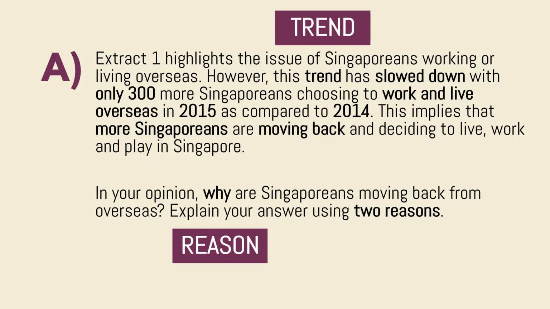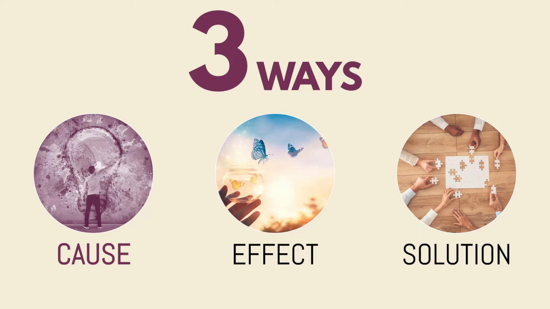If you are an express student, you will have to come up with 2 reasons to score the maximum of 7 marks. And if you are an NA student, you will only be answering 1 reason, and that will give you the full mark. The ways that they can ask you start from cause, effects, and solution. In this case, they're asking for the reason, which is the cause. If they're asking for effect, they're talking about impacts, and if they're talking about solution, they're talking about strategies.